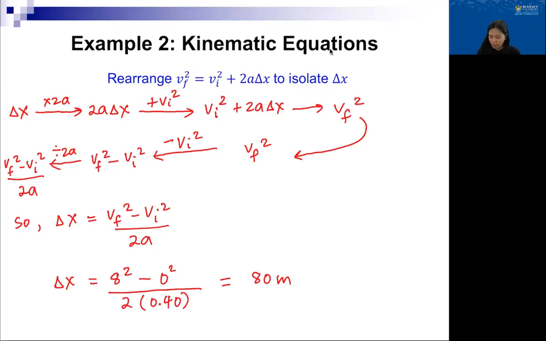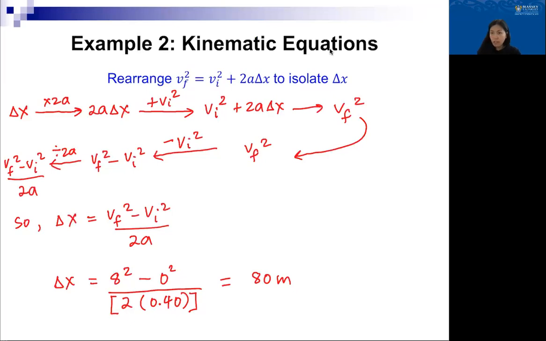If you're not getting 80 meters here, maybe try in your calculator to put brackets below, 2 times 0.4. So then you're doing 8 squared divided by the whole thing, 2 times 0.4. All right, any question about this rearranging or this problem, or are we happy? Are we all good?